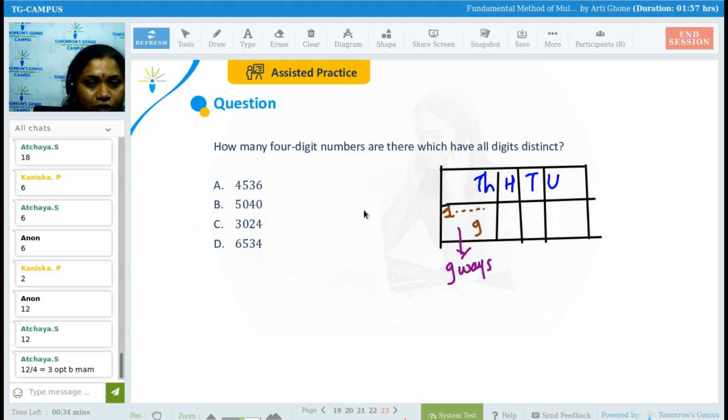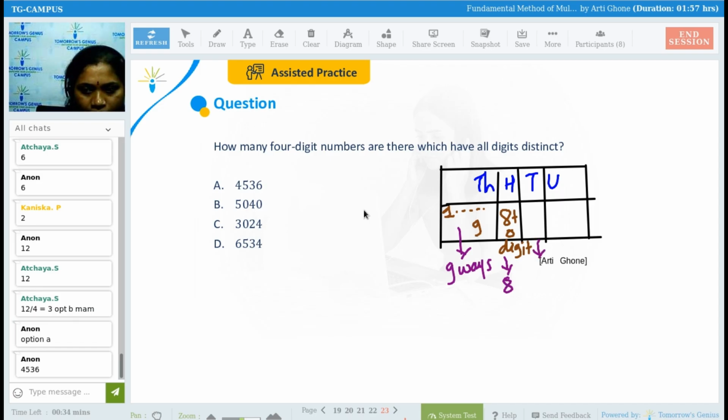Next place is including 0. Though I filled 2 over here, 2 is cancelled now from the digits. But we have 8 plus 0, that means 9 digits left. Any digit is acceptable. So we have total filling ways, including 0, all the digits which are left over, that is 8 plus 0. Yes, no? So total 9 ways are there to fill this one.